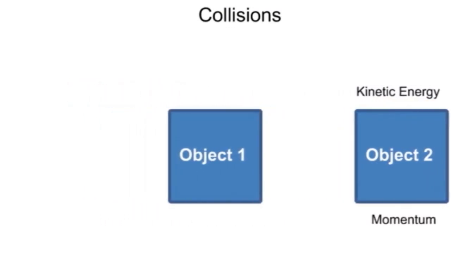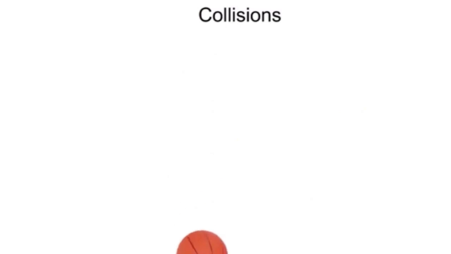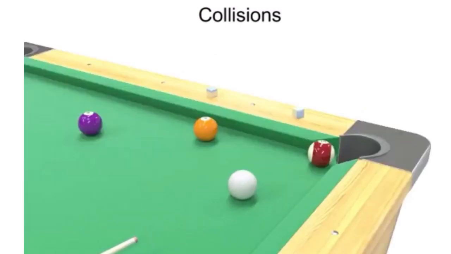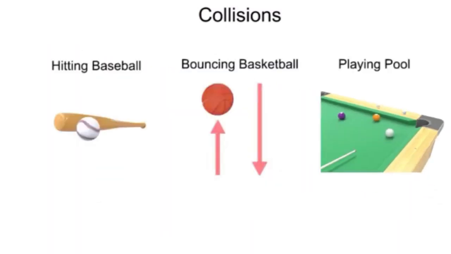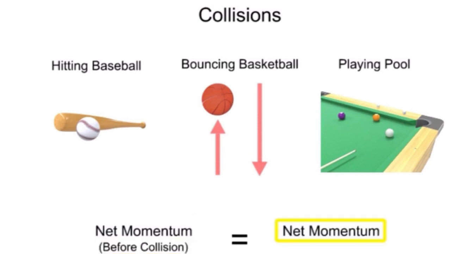and kinetic energy occurs. Collisions occur every time you hit a baseball, bounce a basketball, or play pool. When objects collide in the absence of external forces, they form a system in which the net momentum of both objects before the collision equals the net momentum of both objects after the collision.